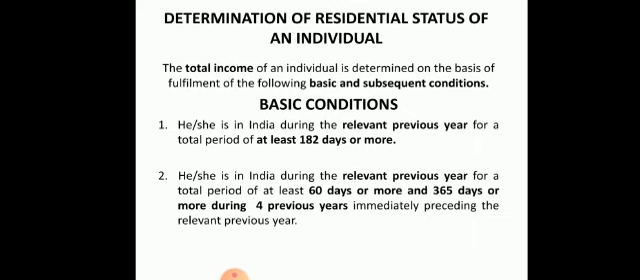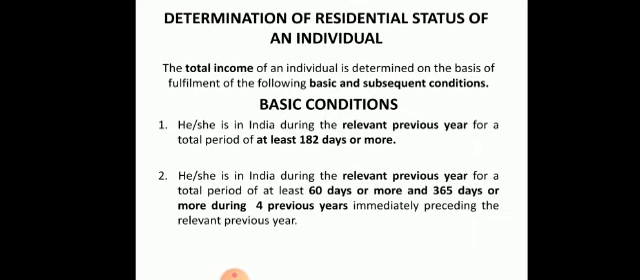An individual should stay in India during the relevant previous year for a total period of at least 182 days or more. It means an individual should stay in India during the previous year for a minimum period of at least 182 days. Second, basic conditions.